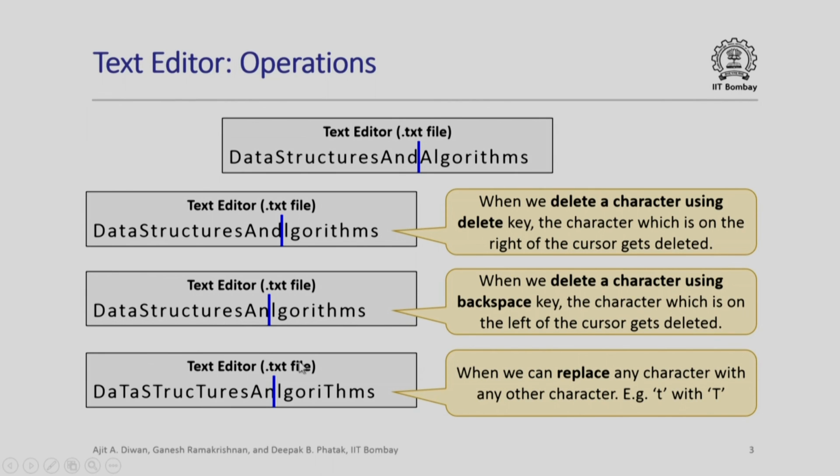We can replace any one character by any other alternate character in any text editor, typically like find and replace. For example, if we were to say find small t and replace it with capital T, this is how our entire content will look. So, notice in data structure, this has become capital T, this has become capital T, this has become capital T, and so on.